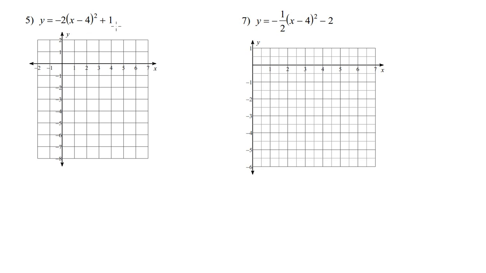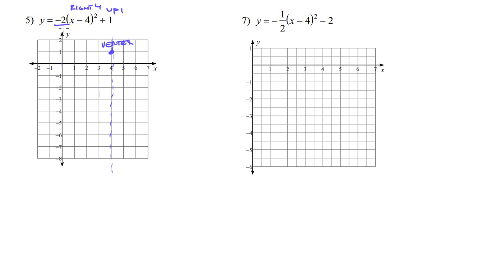Number 5 here. This +1 means we're going to go up 1, and then +4 or -4 gives us 0, so that means to the right 4. So here's our regular vertex if it's x squared, but now we want to go up 1 and to the right 4. So here's our vertex. Okay. We can draw our little axis of symmetry to help out if that's useful.